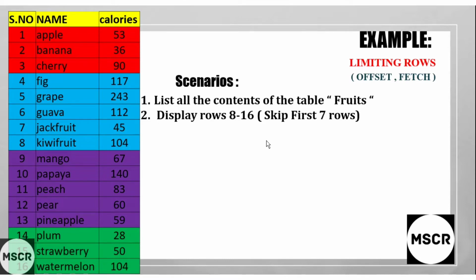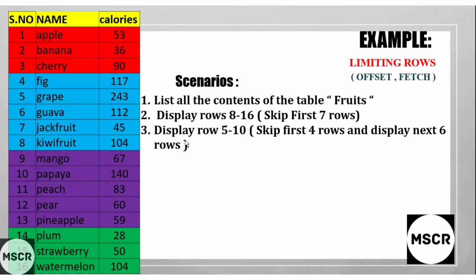Third question is display rows 5 to 10. I need to get my output as row number 5 to row number 10. Remaining rows should not be present in my output. So I should write a query in such a way that I skip the first 4 rows, then start with my 5th row. That is, I should get my output from the 5th row till the 10th row. And 11 to 16 I should not get in the output. Okay. This is my third question.